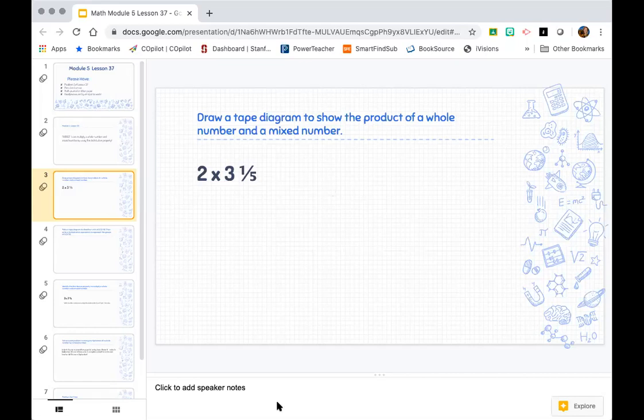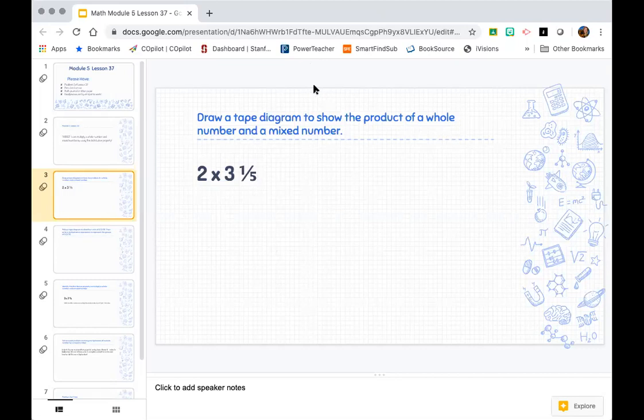So the steps that we take, I'll give you guys a second to write this. Again, it's 2 times 3 and 1/5, and it says to draw a tape diagram to show the product. So the very first thing is we're going to identify the mixed number. So 2 is a whole number, right? That's not a mixed number. 3 and 1/5 is our mixed number.